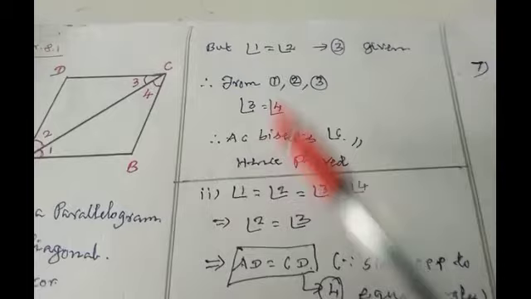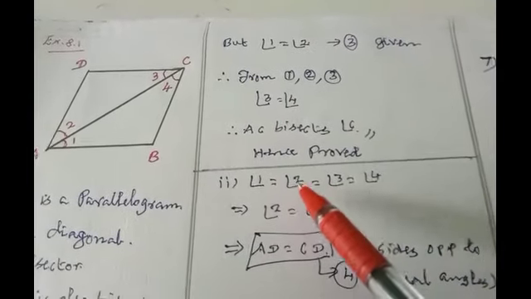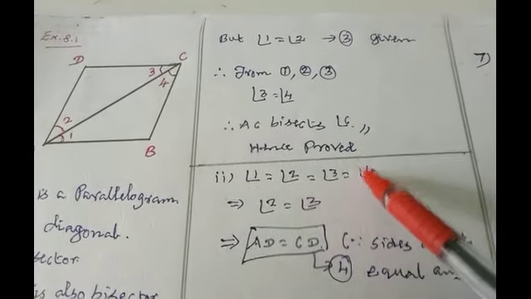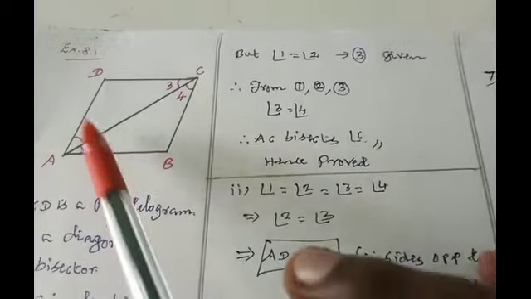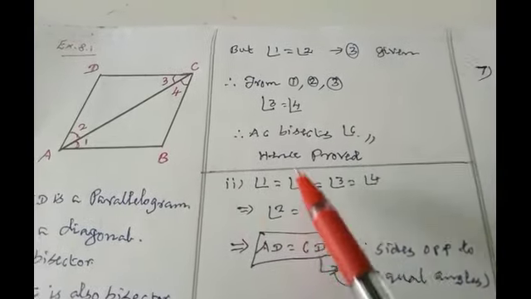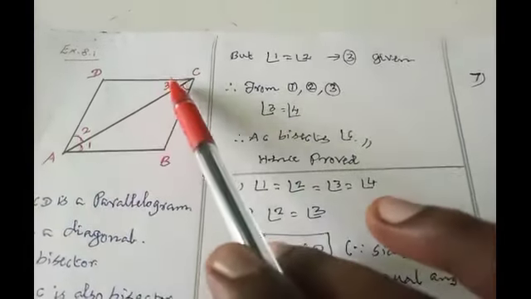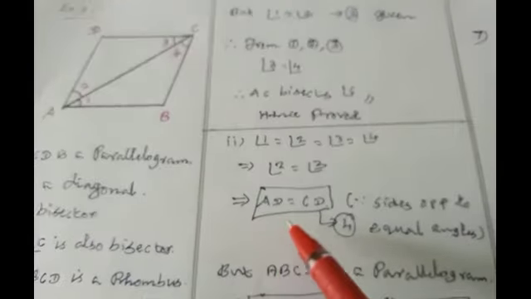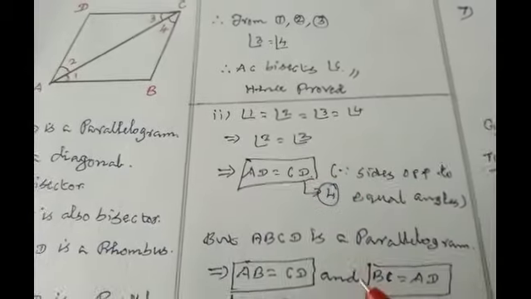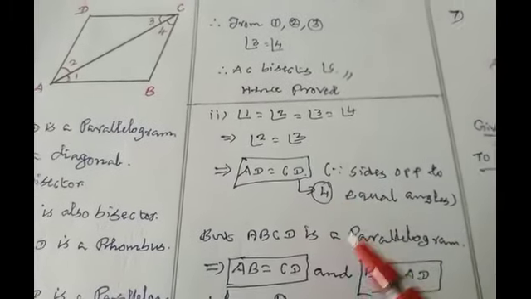So, already we have proved that angle 1 is equal to angle 2, angle 2 is equal to angle 3, angle 3 is equal to angle 4. All the angles are equal. This implies angle 2 is equal to angle 3. Okay. Which means side AD is equal to side CD. Make it as equation number 4.